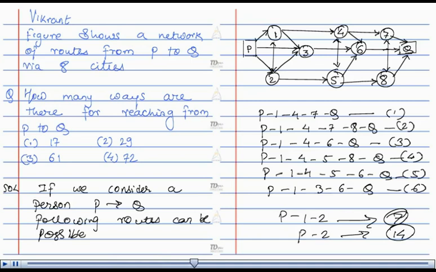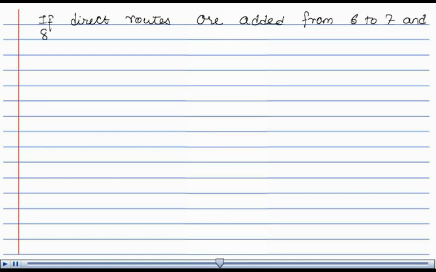So, if direct routes are added from 6 to 7 and 8, the number of routes will increase.